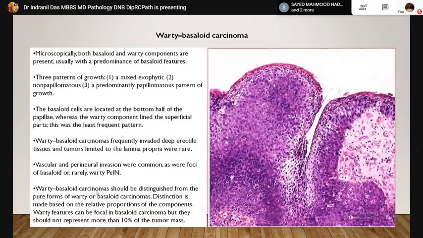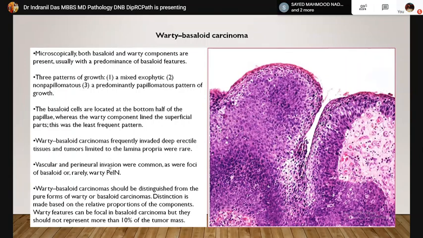This is warty-basaloid carcinoma, an HPV-related tumor. Three patterns of growth may be found: mixed, exophytic non-papillomatous, or predominantly papillomatous pattern of growth. The basaloid cells are located at the bottom half of the papilla, whereas the warty component lines the superficial part. The warty-basaloid carcinoma frequently invades deep erectile tissue, and tumors limited to the lamina propria are rare. Basically, it is a deeply invasive tumor.